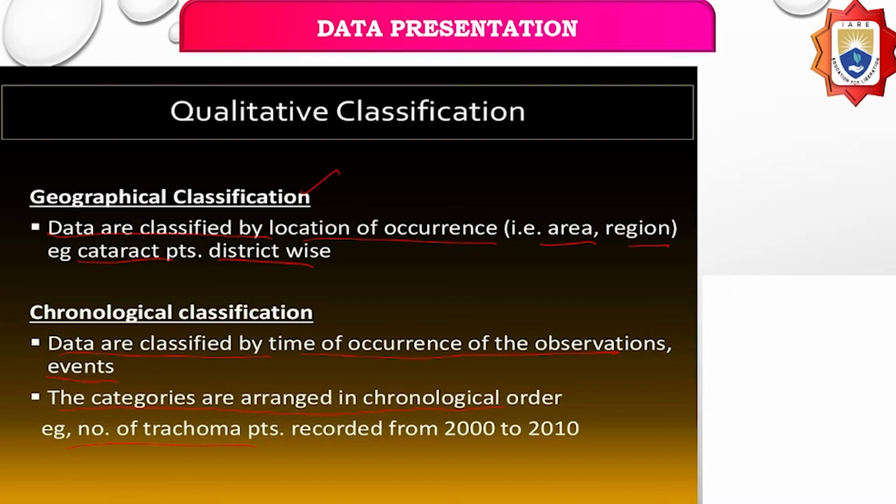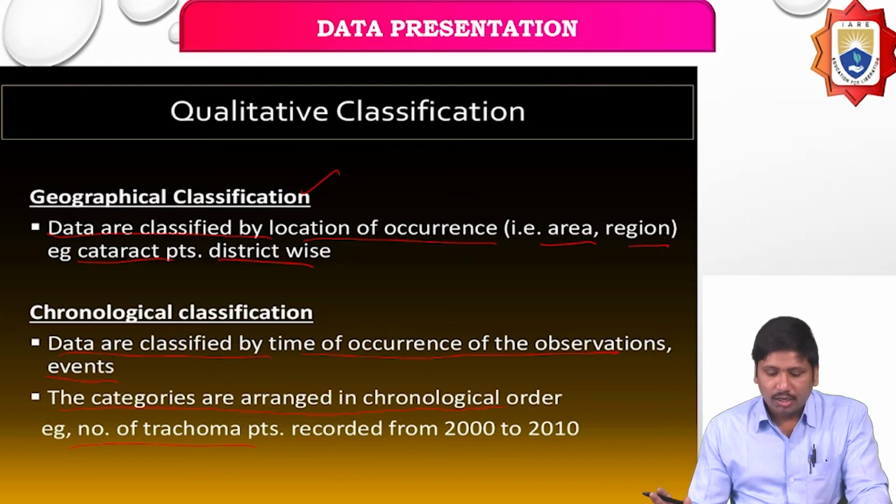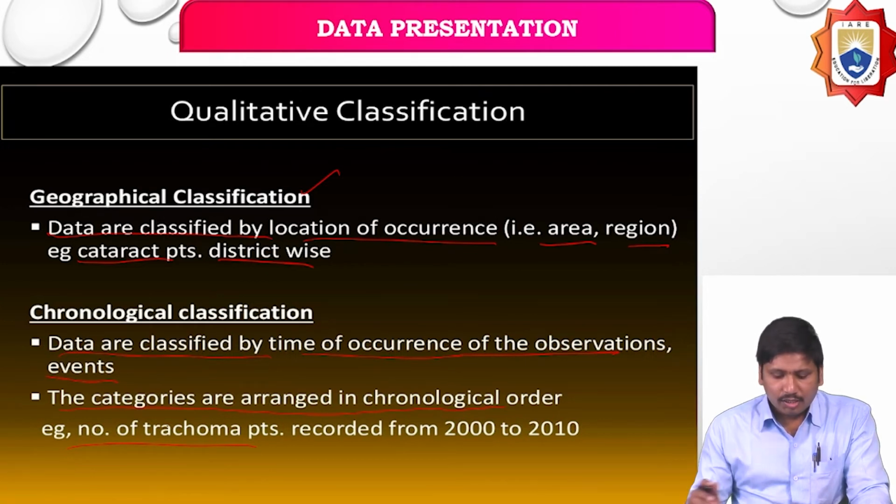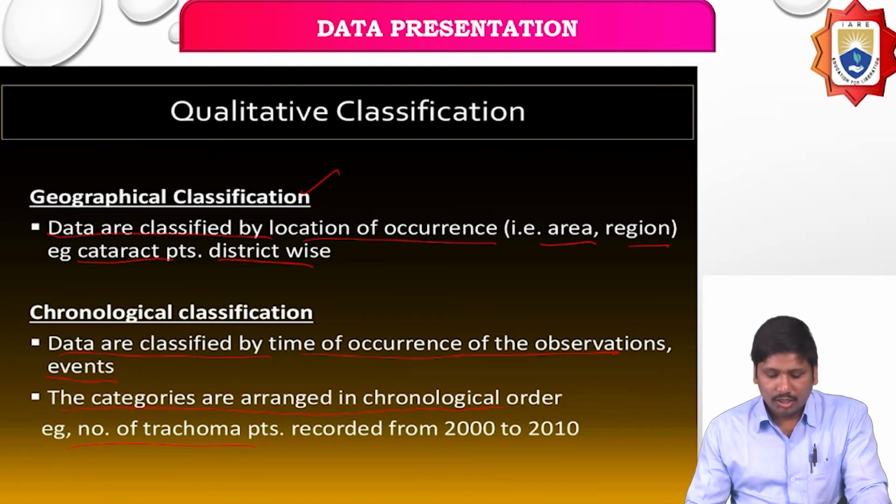So qualitative classification will be divided into two types. First is the geographical one, and second is the chronological one. Geographical means the data is classified based on the location of the occurrence, that is area, region, and district wise. Chronological classification means the data is classified based on the time of occurrence of observations and events. These categories are arranged in chronological order, that is number of trachoma points recorded from 2000 to 2010.